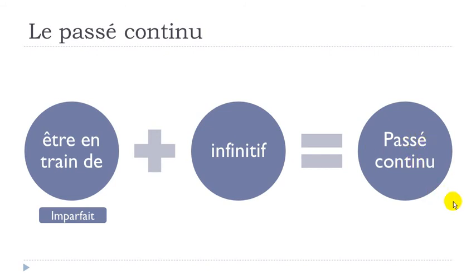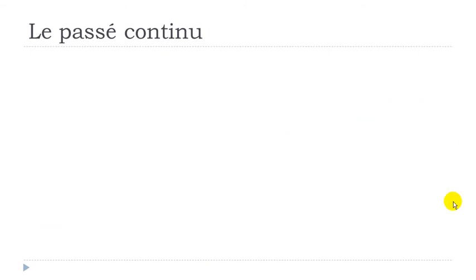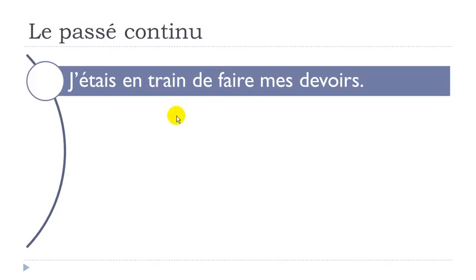Okay, so you know what? We'll take exactly the same sentences that we had as examples for the present, but we just put them at the passé. And here we go. J'étais en train de faire mes devoirs. So as you can see, the only thing that will change in this structure is être, okay, because in that case you should put it at the imparfait form. J'étais en train de faire mes devoirs.